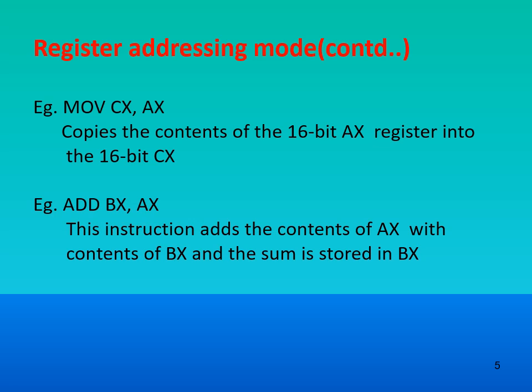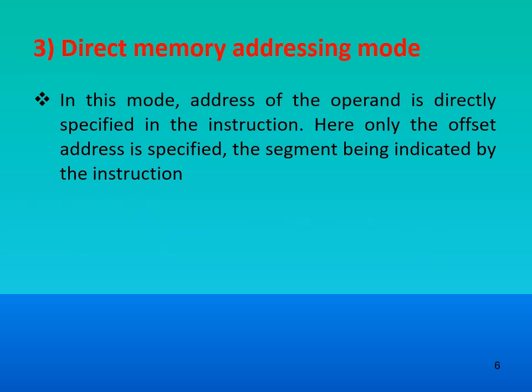Similarly, we can go for the ADD instruction, ADD BX, AX. This instruction adds the contents of AX with the contents of BX, and the sum will be stored back to BX. So there will be contents in BX as well as in AX. Those contents will get added. The sum, the result, will be stored back to BX. The old value of BX will be overwritten with the sum of AX and BX.